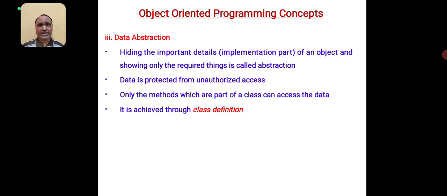But in procedure-oriented languages, it was not like that. Once you have data in the program, the data can be accessed by any function. Even a non-related function can access data in a procedure-oriented programming language. But here, in object-oriented programming languages, it cannot be accessed. So this is called data abstraction.